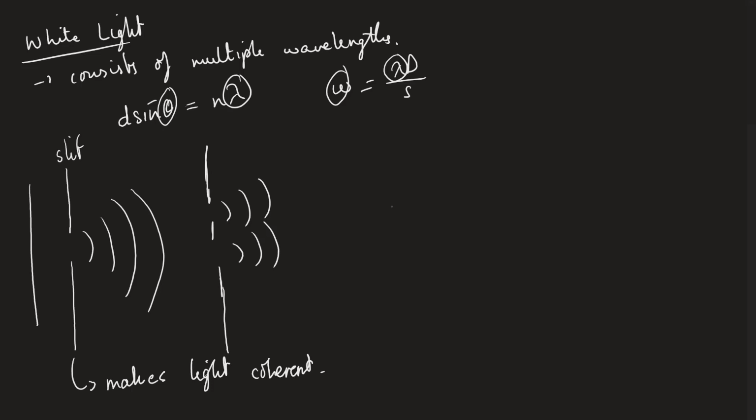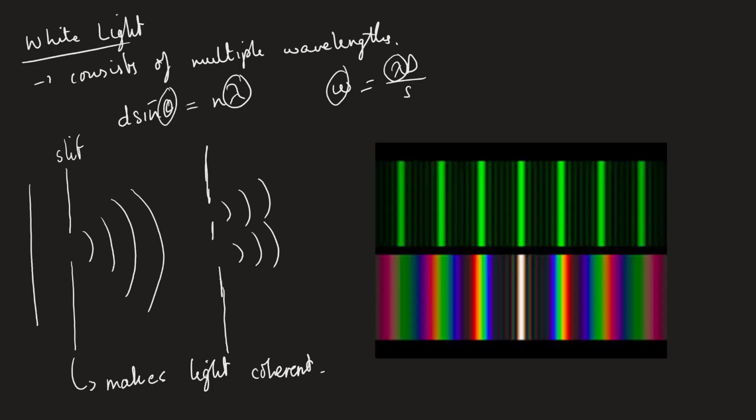Now, drawing this diffraction pattern is going to get quite tedious, so instead I'm just going to get an image from Google Images, and then I'll talk you through it. Here we have an image that shows the contrast. At the top we have a monochromatic light source, and at the bottom we just have a white light source.